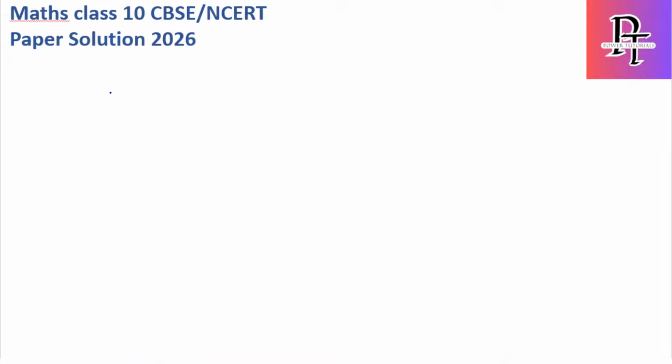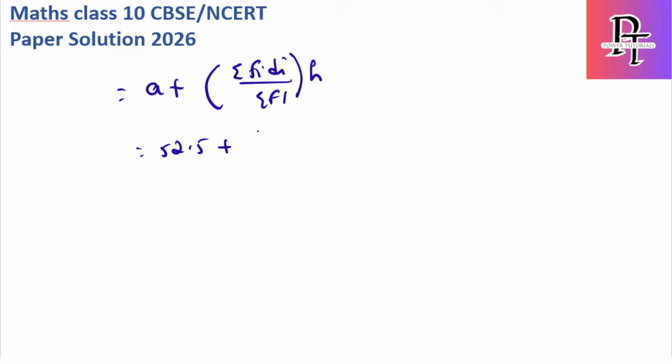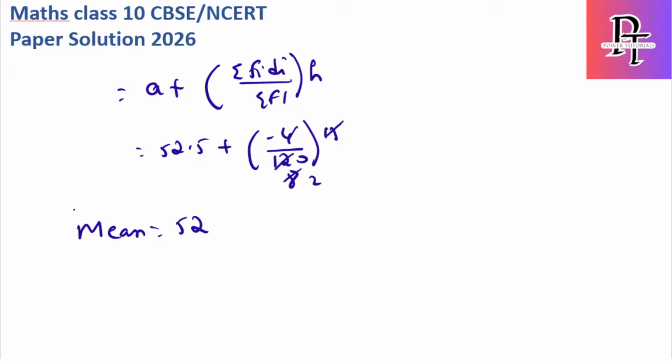So the formula is a plus sigma fi di by sigma fi into h. Substitute a value we are assuming as 52.5 plus sigma fi di, I got -4, sigma fi is 120, h value is 15. 15 divided by 120 is 1 by 8, so 4 times 1 by 8 is 0.5, so I'll get the final answer as 52. So the mean value, I got the answer as 52.